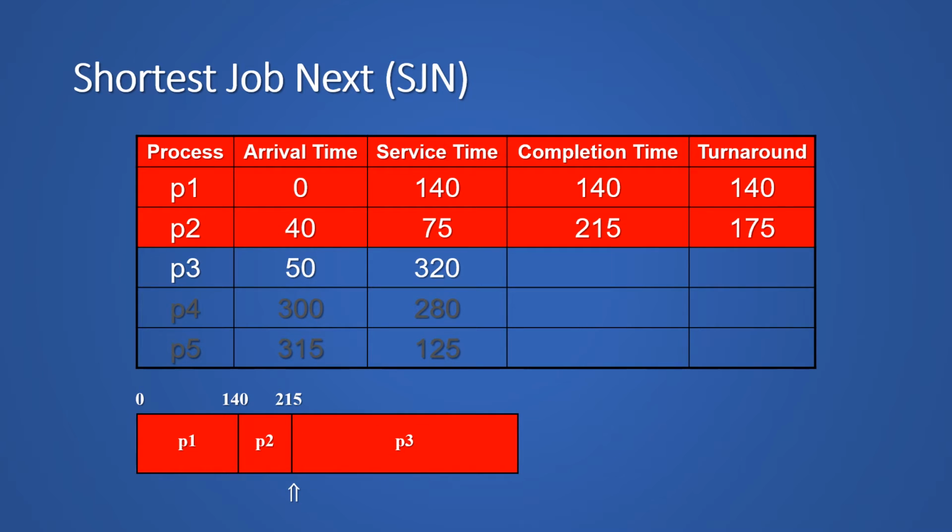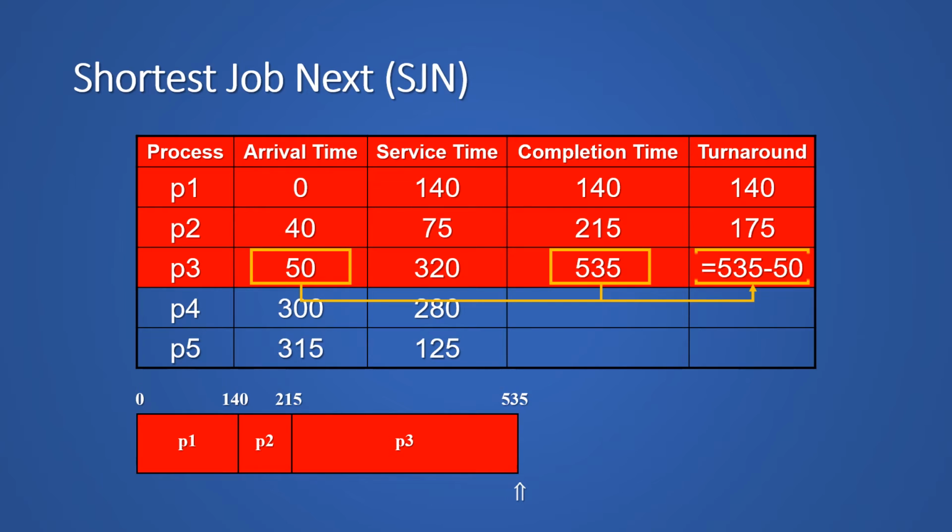After that, job P3 executes. The service time of P3 is 320 seconds. During the execution of P3, jobs P4 and P5 arrive. However, job P3 will continue to execute until it finishes at 535 seconds. The turnaround time of P3 is 485 seconds.